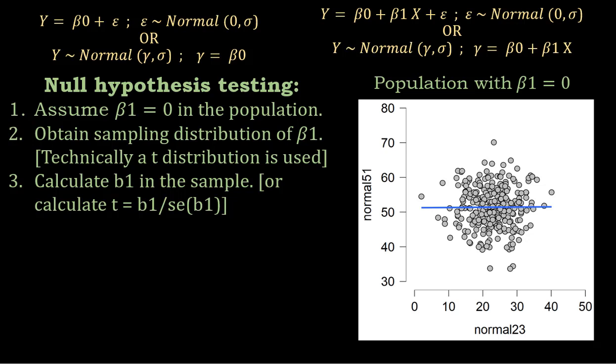The second procedure to compare models is the null hypothesis testing approach. In this approach, we are going to compare a model with a beta 1 of 0 with a model that is different than 0. Now, the procedure is very similar. The first part is very similar to the parameter estimation approach in previous lectures.